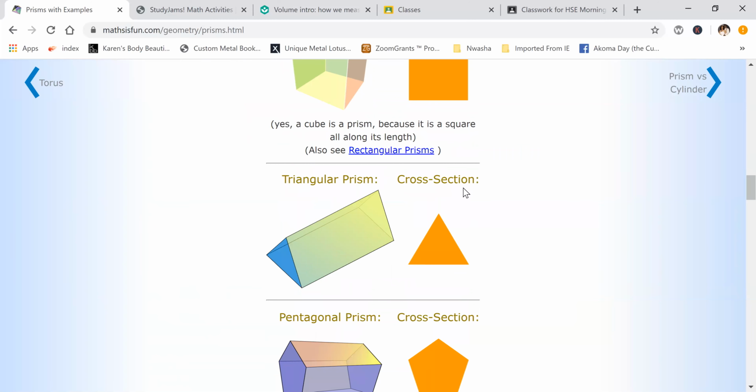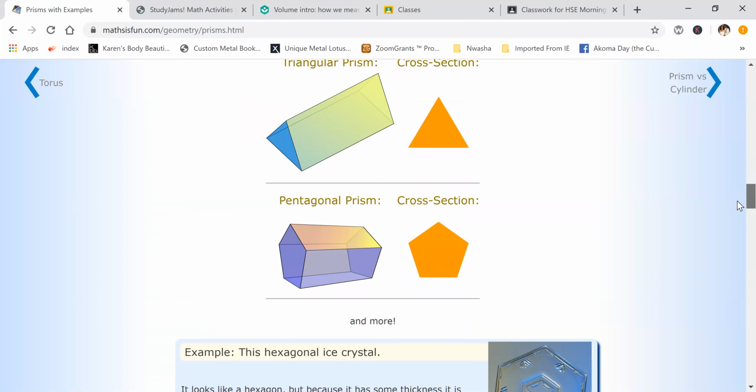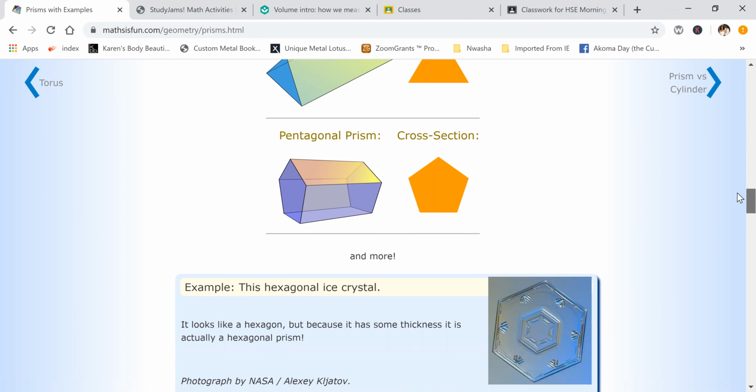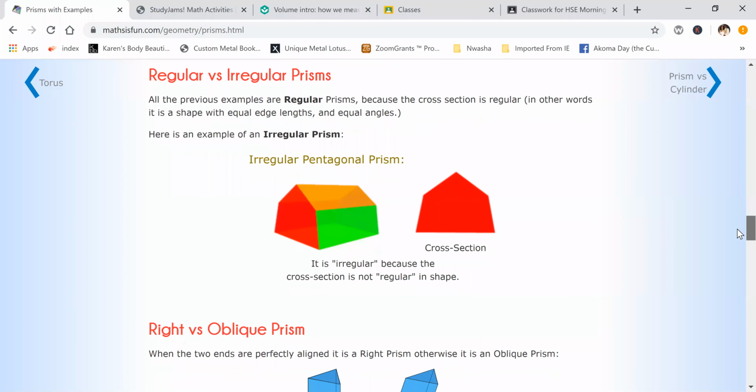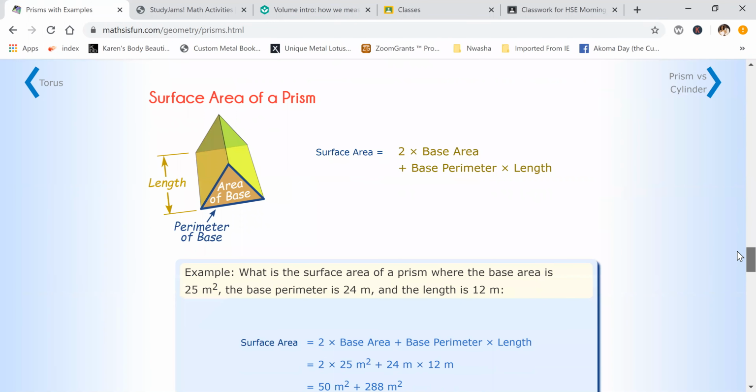The cross section is just the triangle when you slice it. They've got the pentagonal prism. The cross section is going to be a pentagon. And then however many shapes you might be looking at, adding the height is what's making it a prism. So coming down a little bit more, they're starting to talk about the formula for surface area.